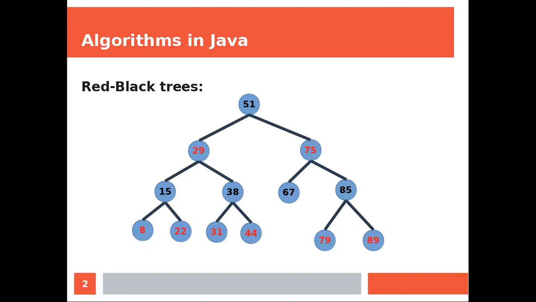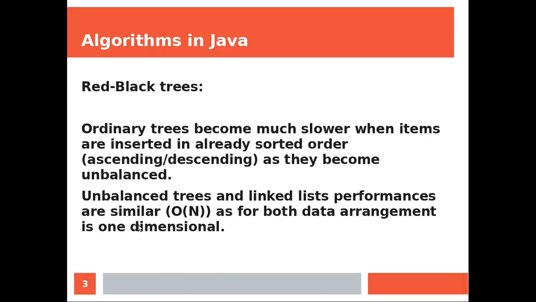And this is what a red-black tree looks like. So you have black nodes and red nodes. As we've seen before in the previous chapter, ordinary trees become much slower when items are inserted in already sorted order. Ascending or descending is the same, as they become unbalanced. Unbalanced trees, like linked lists, have similar performances, as for both that arrangement is one dimension.